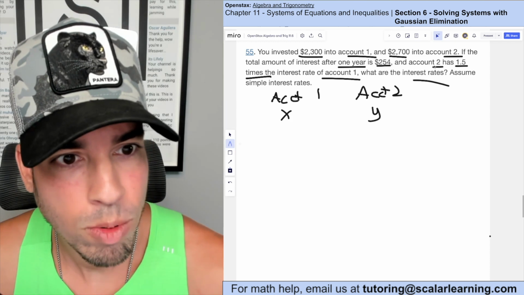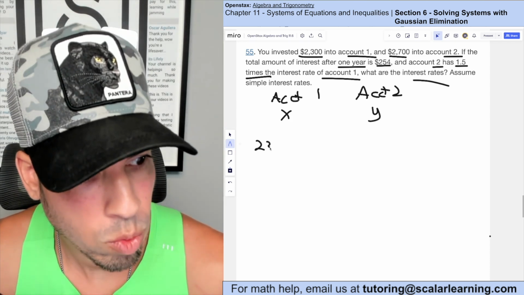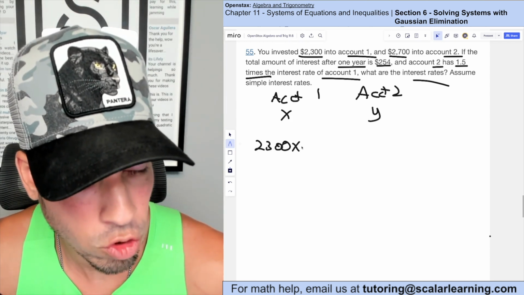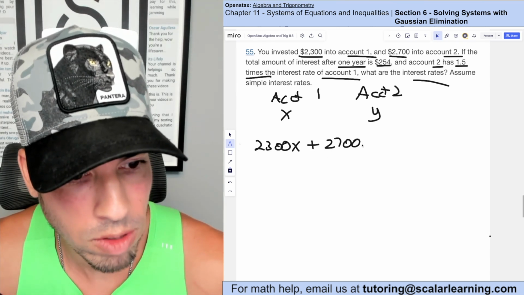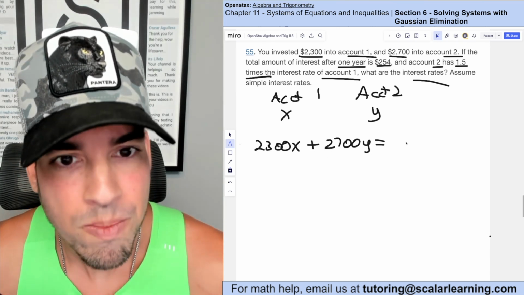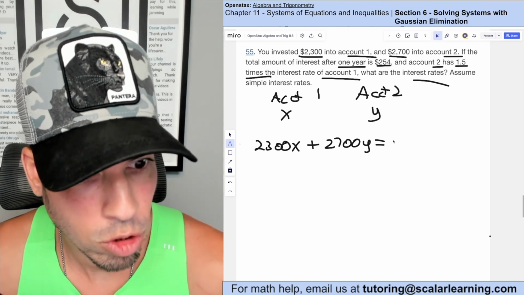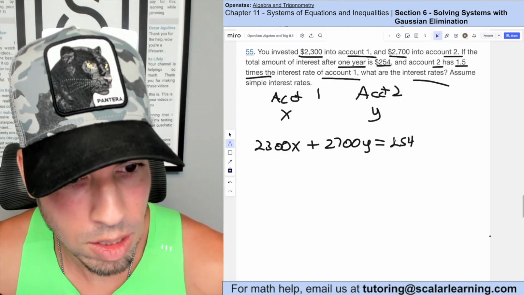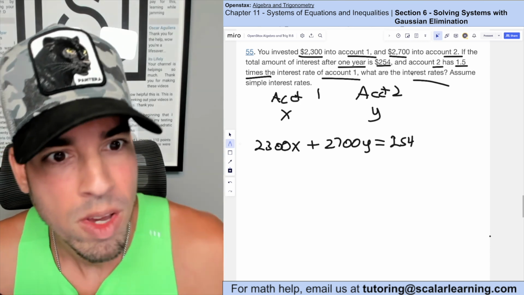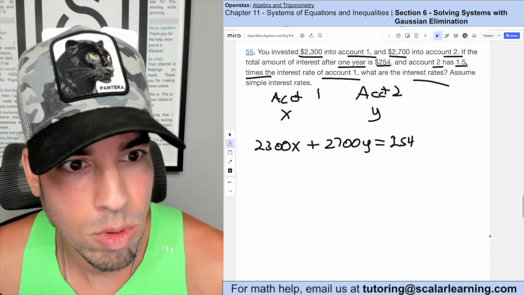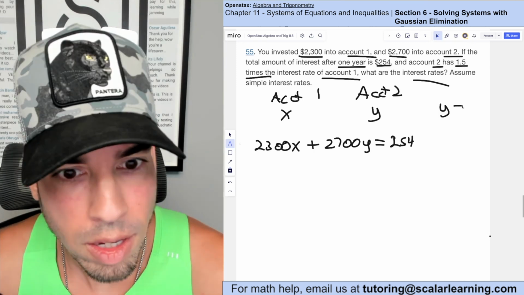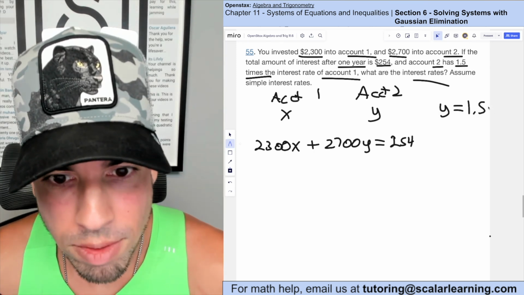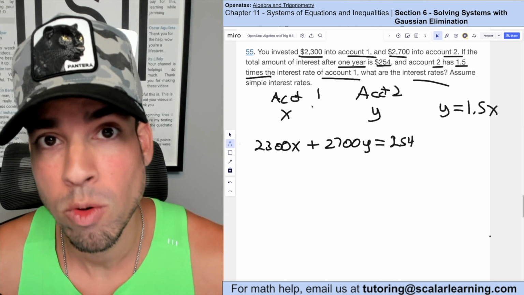And we got a couple of relationships. So first of all, we have 2,300 times whatever that interest rate is, which is X, plus 2,700 times whatever that interest rate is, which is Y, is going to equal the total interest, which is 254. That's for 1 year, right? That's just using our simple interest formula. And then it says, we have another relationship. It says that the account 2 interest rate is 1.5 times account 1, okay?